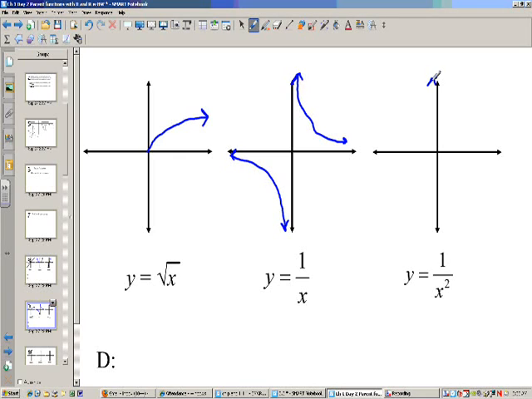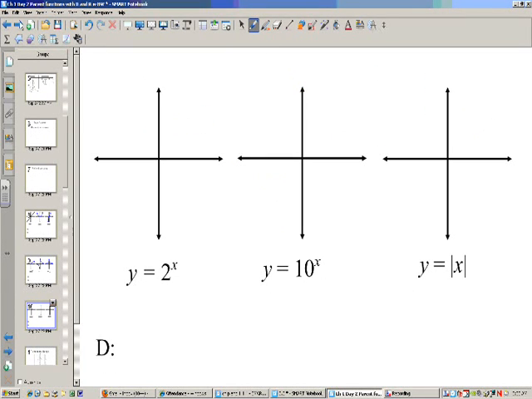1 over x squared is going to look like this. 2 to the x power doesn't go down, it starts, and then it goes up like this. And this crosses through at 1, and the second, this will go at 1, 2. Y equals 10 to the x is closer to the axis, and it goes up really fast. So that's still at 1, but when we get to 1 here, it's going to be at like 10.